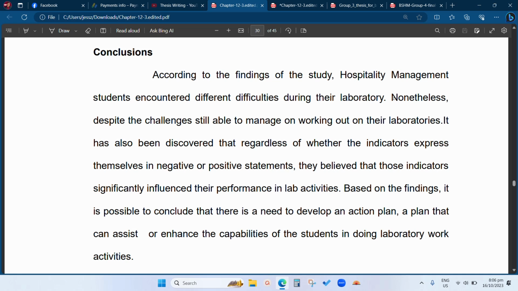So that is a very simple discussion. Again, the conclusion must answer the main problem. The main problem is found in the statement of the problem in chapter 1, and the conclusion can be found in chapter 3.